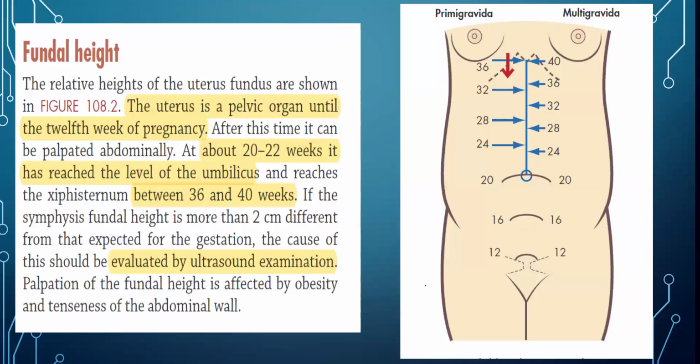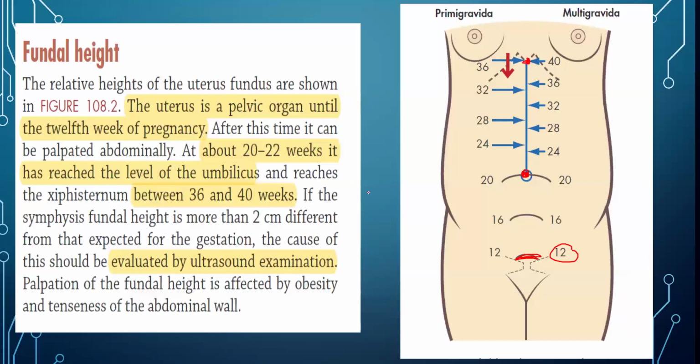Next, symphysiofundal height. As the pregnancy progresses, the fundal height will also increase. So by the time the patient is 12 weeks pregnant, that's the time the uterus will be palpable. So around 12 weeks, the uterus becomes a pelvic organ. Then at 20 weeks, the uterus reaches towards the umbilicus. And then between 36 to 40 weeks, it comes to the xiphisternum.